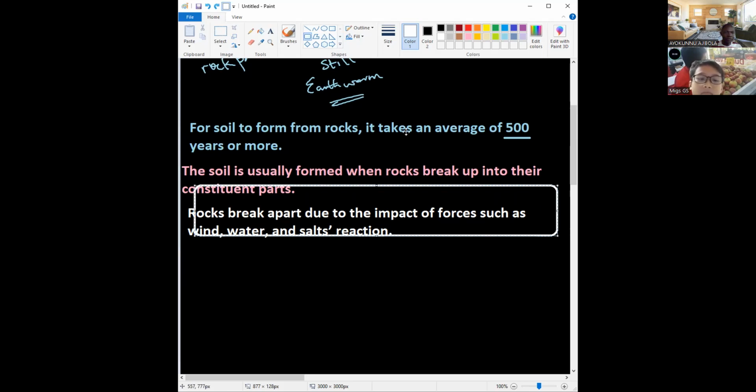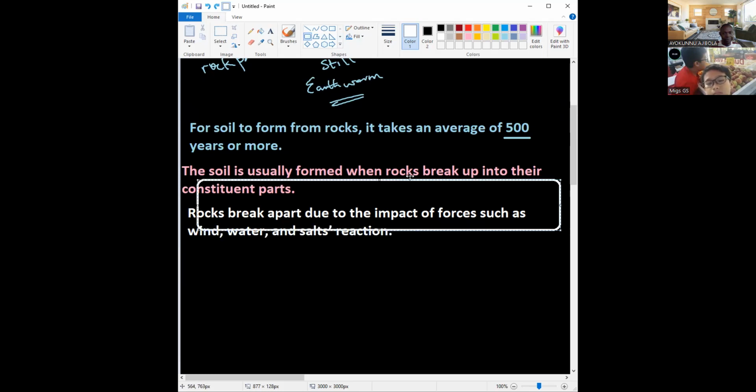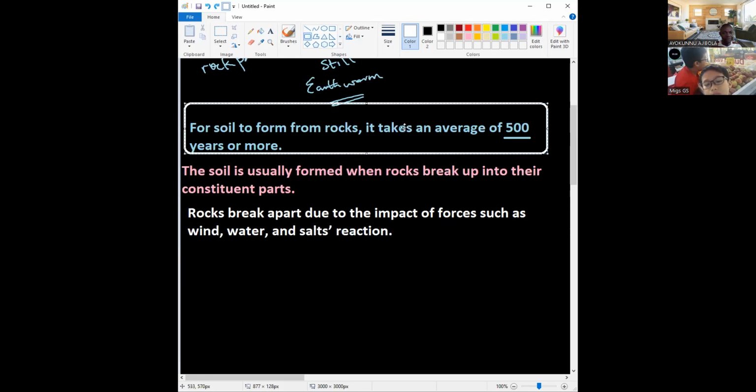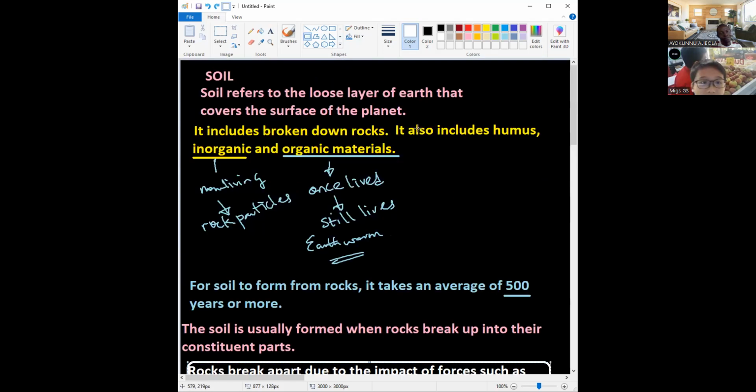So you can see all of these questions relate to weathering. Is that clear? Yes. Okay, so finally, what is weathering? Yes, what is weathering? It includes broken down rocks. It also includes humus, inorganic, and organic materials.